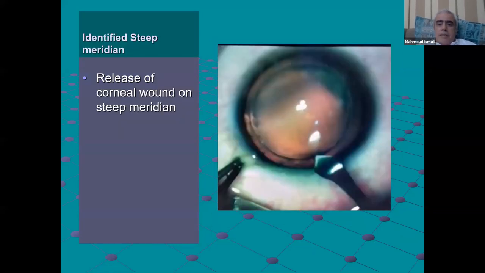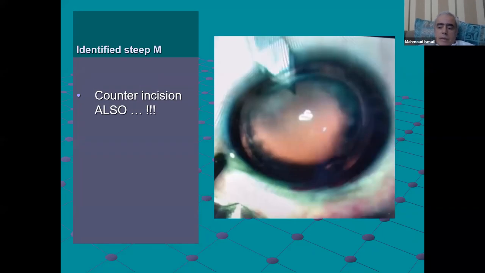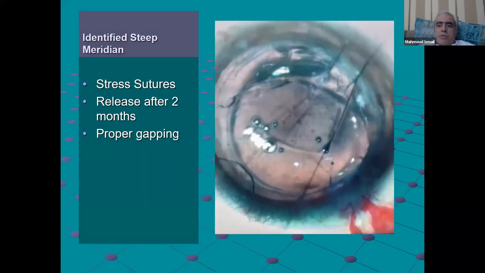You identify the steep meridian and you release it. You make astigmatic incisions on the wound and also on the counter, and then stress sutures. The stress sutures themselves are not correcting anything, but they help the gapping of the counter effect of the two astigmatic incisions. If you don't do stress sutures, then there is no efficient gapping and the astigmatic portion is not well corrected.